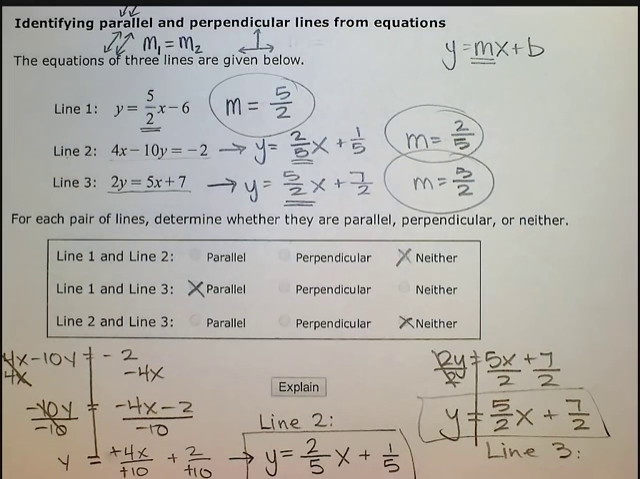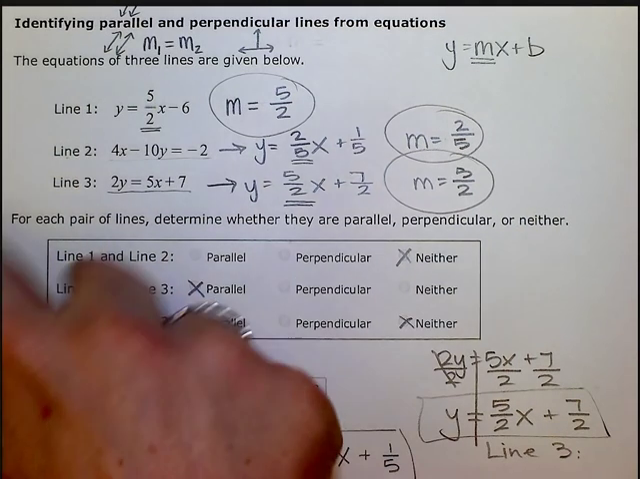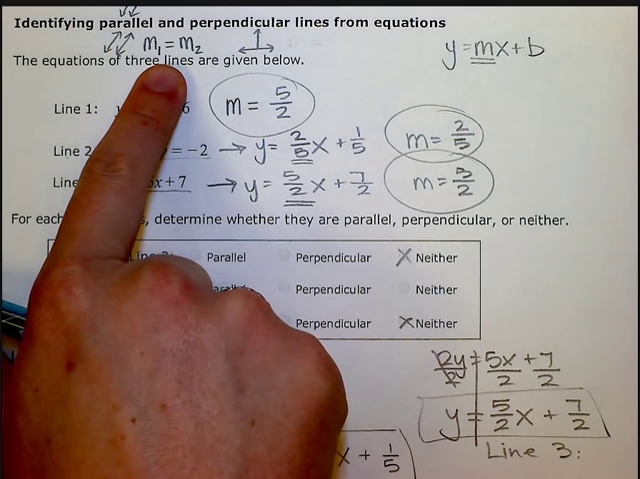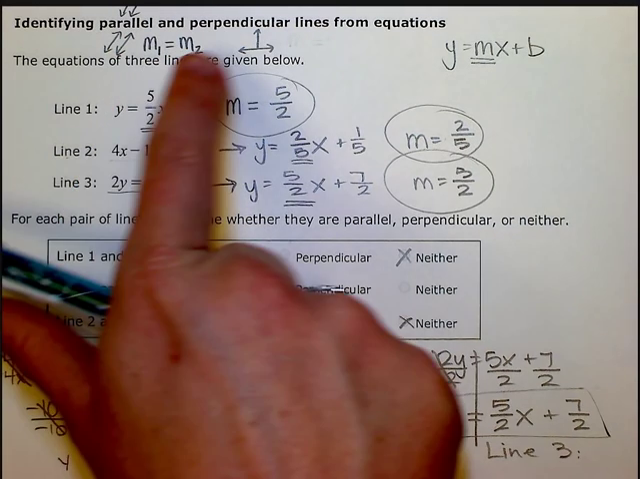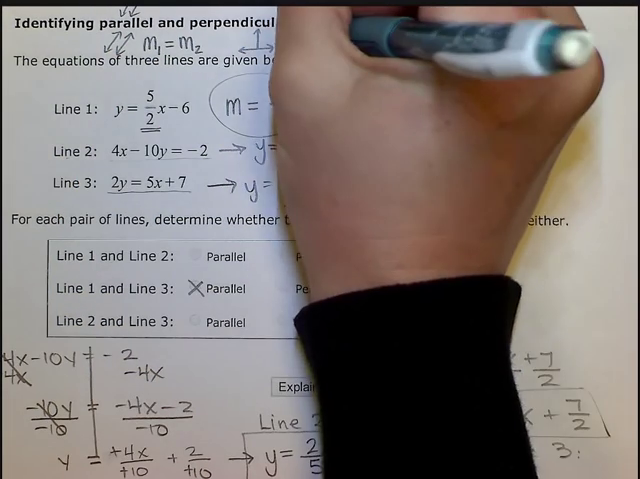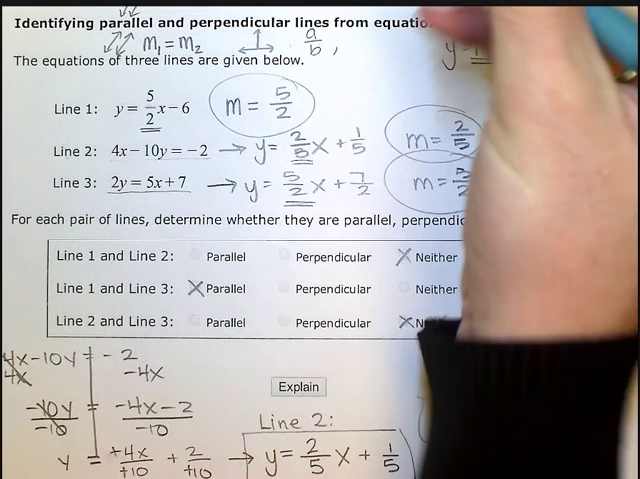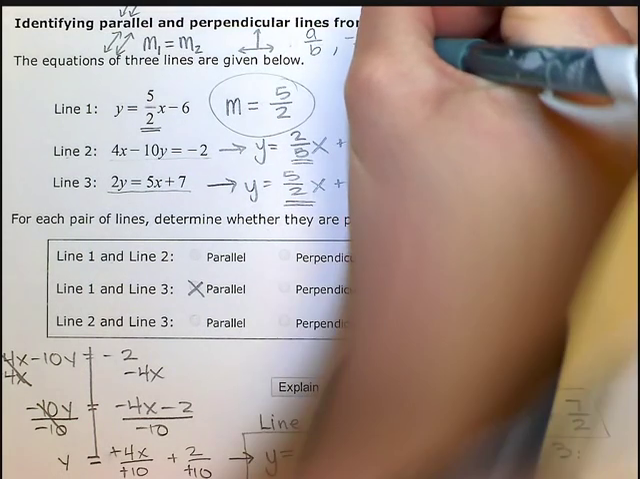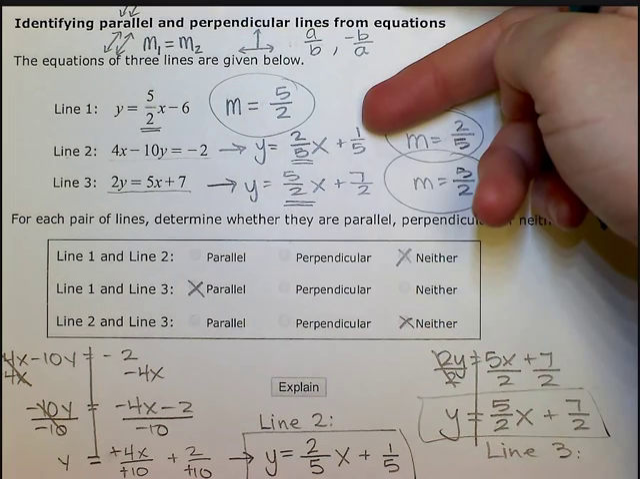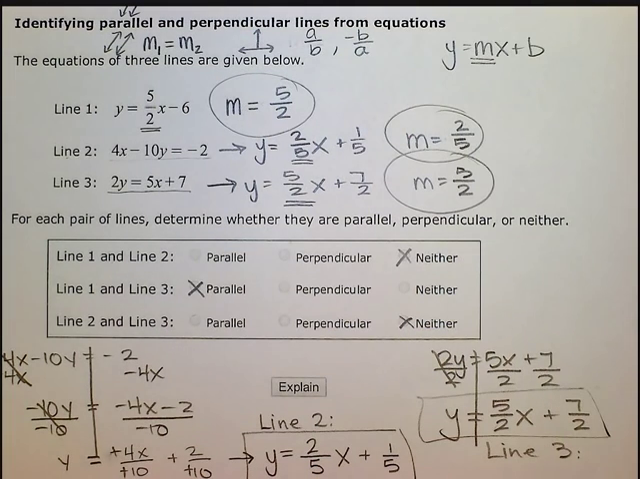So just to remind you, for parallel lines, the slopes are the same. Perpendicular lines have opposite reciprocal slopes. So if the first slope is A over B, then the other slope has to be negative B over A. It flip-flops like this, and one becomes negative. So you just have to be careful about that.